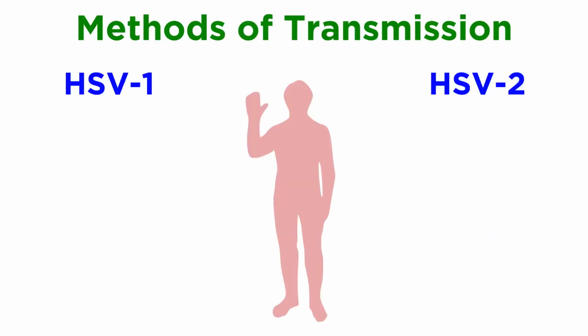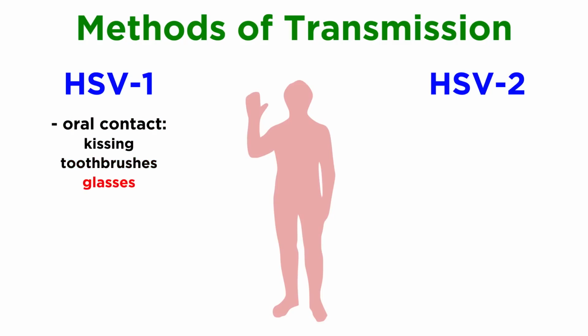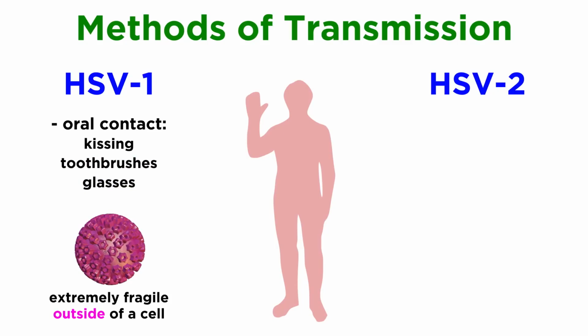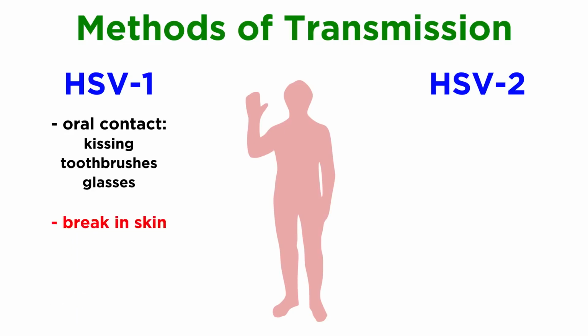Now, let's talk more about how HSV-1 and HSV-2 are transmitted. HSV-1 is typically spread by oral contact, like kissing, or through sharing toothbrushes, glasses, or other saliva-contaminated items. However, let's keep in mind that the virus itself is actually quite fragile outside of a cell, so there's really a short window where you could potentially catch the virus by sharing a drink. In addition, it can enter through a break in the skin. HSV-1 infection is also incredibly common.